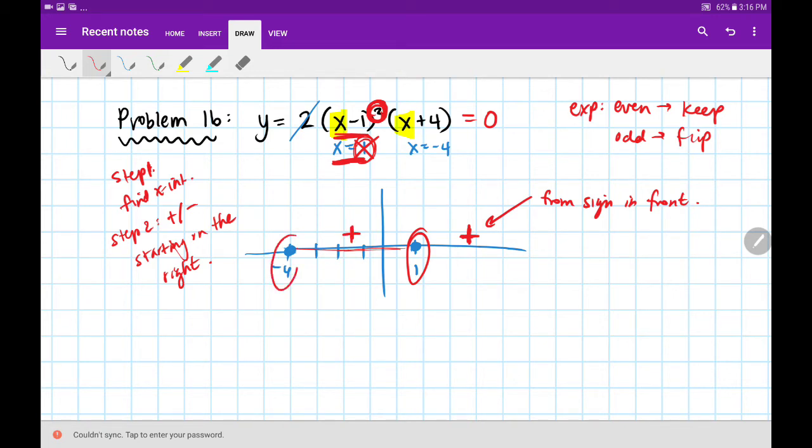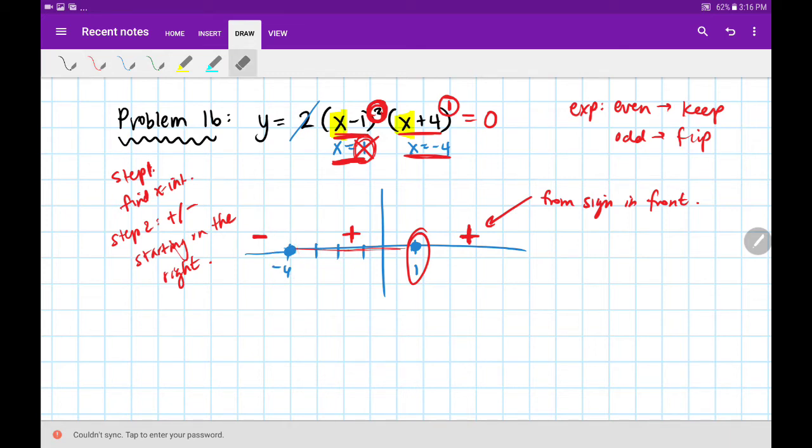Now we have a decision to make at -4. So look at where you got x equals -4. Go to the factor. The exponent, since there isn't one, is a 1. Since that's odd, I'm going to flip the previous sign. So since my previous sign was positive, my new sign will be negative.